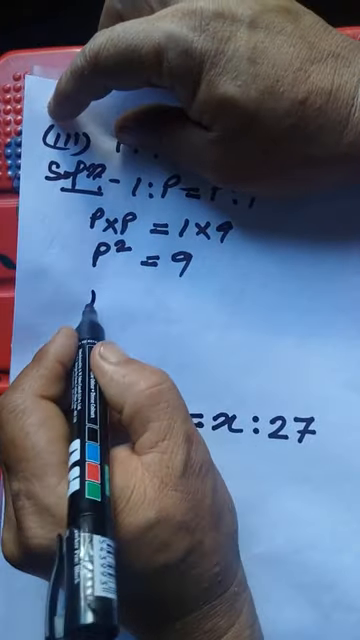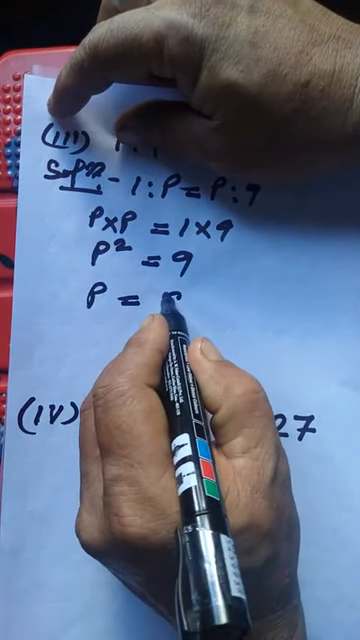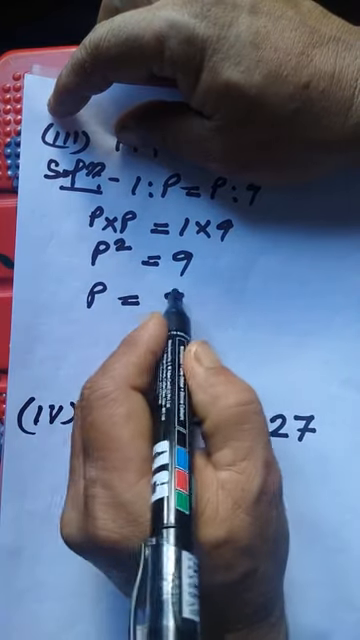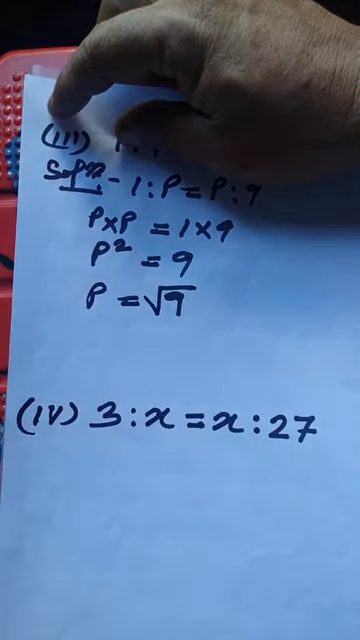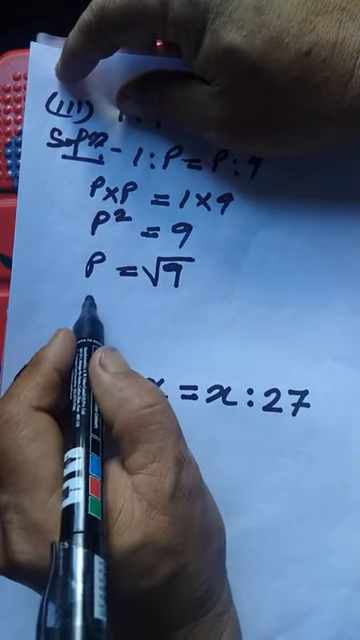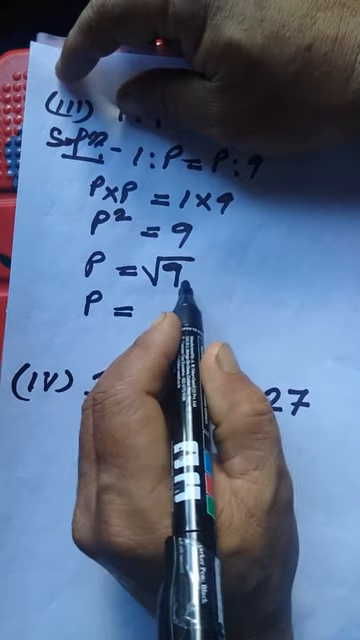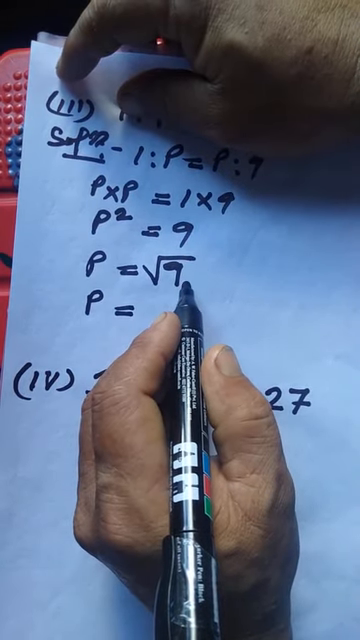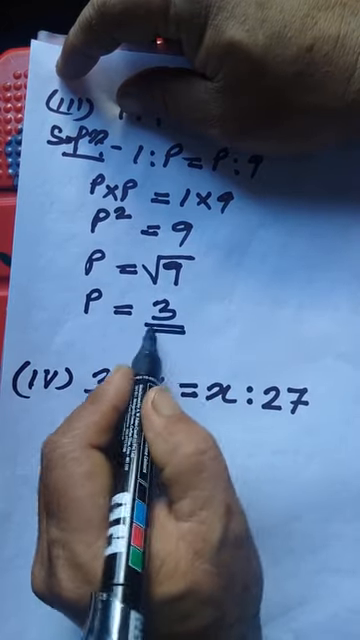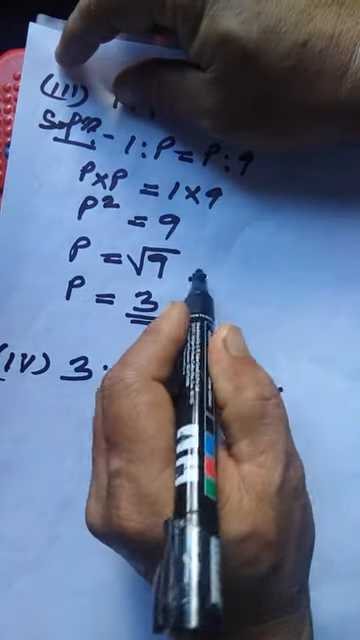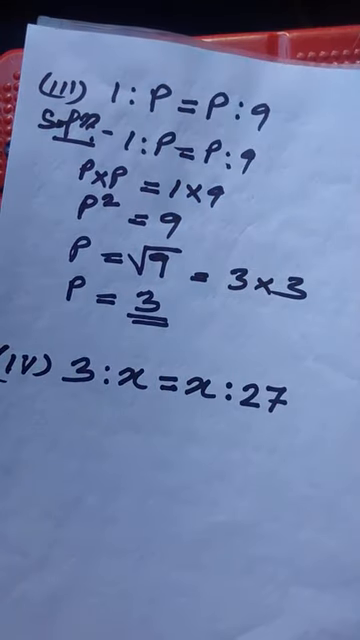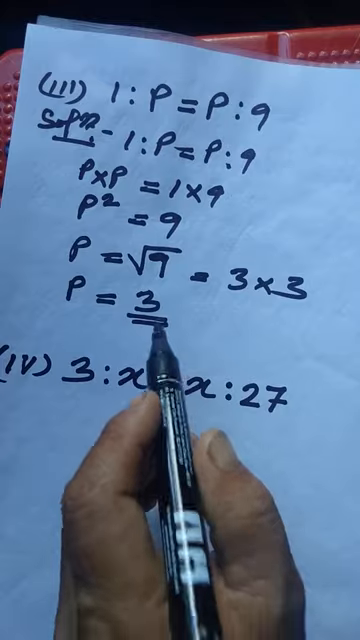Then take the square root on both sides. The square root of p square is p, and the square root of 9 is 3, since 3 multiply with 3 is 9. So the answer is p equal to 3.